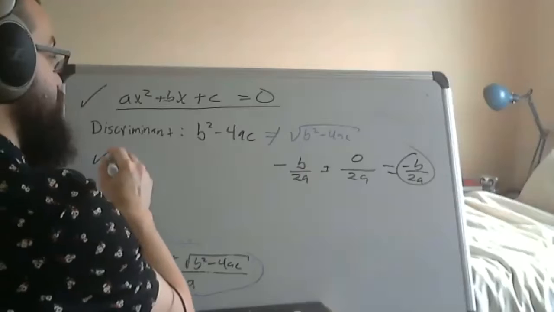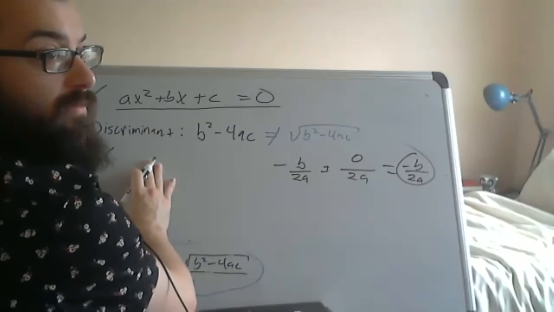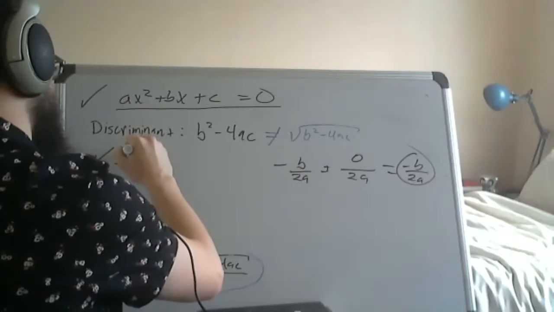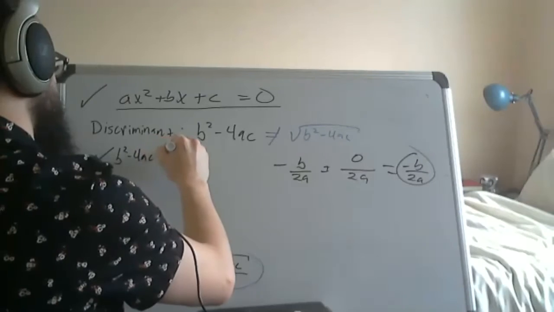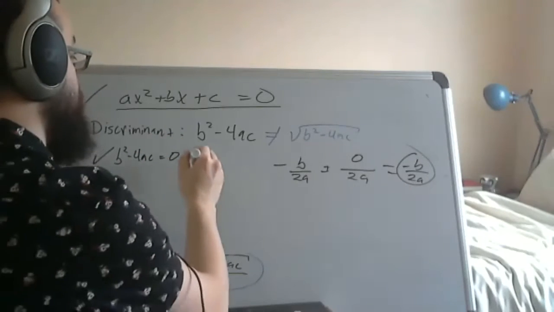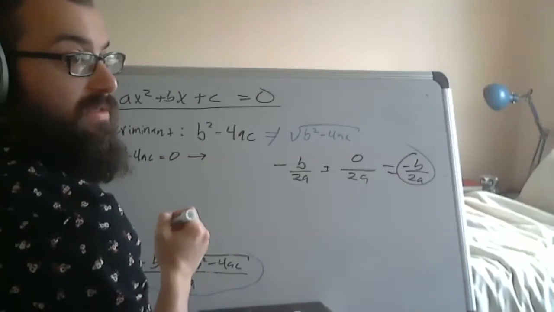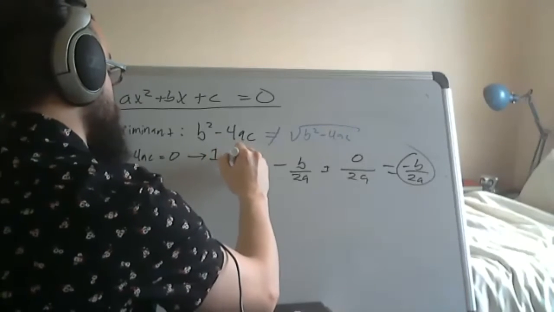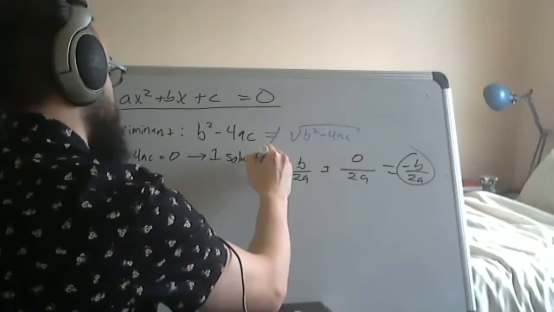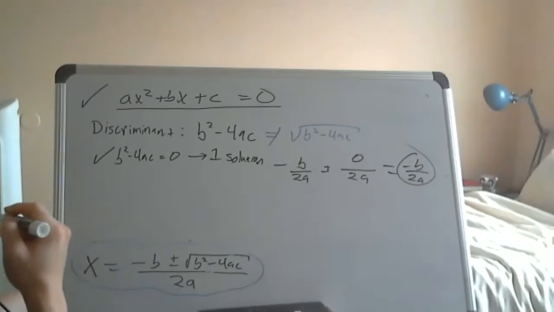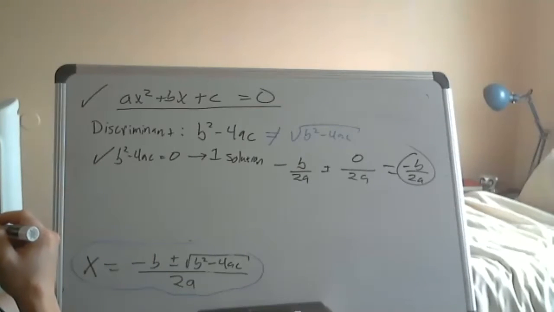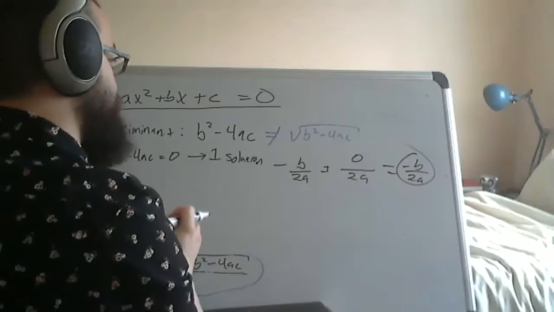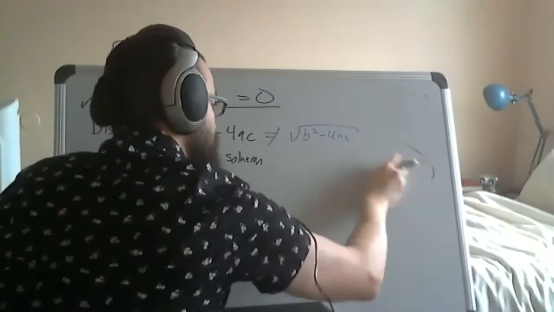What that means is if b squared minus 4ac equals 0, then you're going to get one solution. Technically, two solutions for the same root, for the same solution.